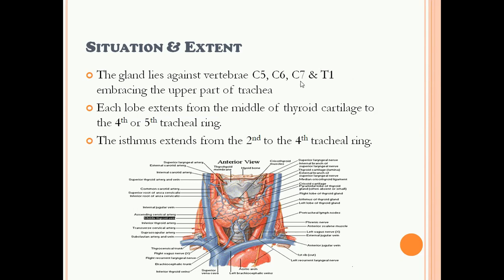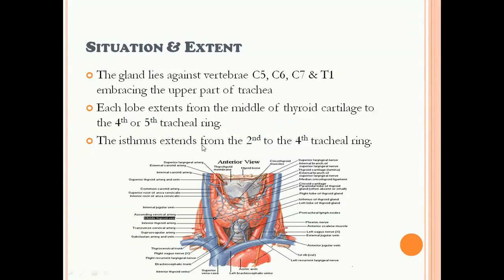The gland is lying over the vertebrae opposite C5, C6, C7 and T1, and it embraces the trachea. So it is a gland located over the trachea, and this is the pyramidal lobe that we see at the junction of both the right lobe and left lobe over the isthmus. The lobe extends in the middle of the thyroid cartilage from the fourth to fifth tracheal rings. When we count the tracheal rings, you will be able to encounter the thyroid gland.